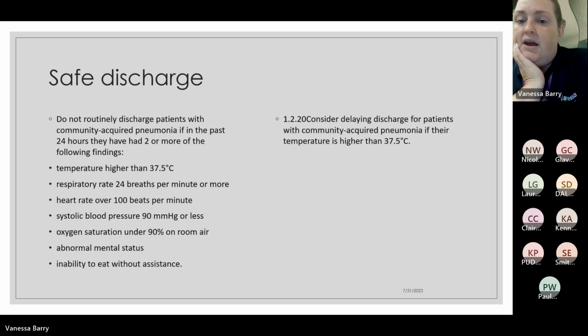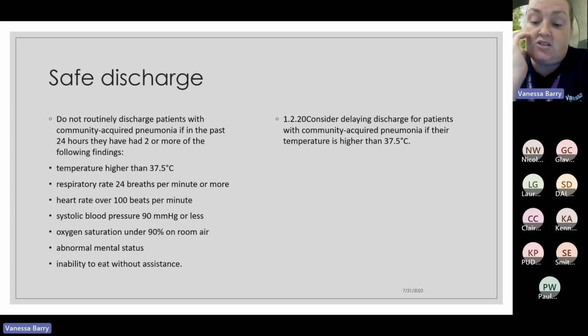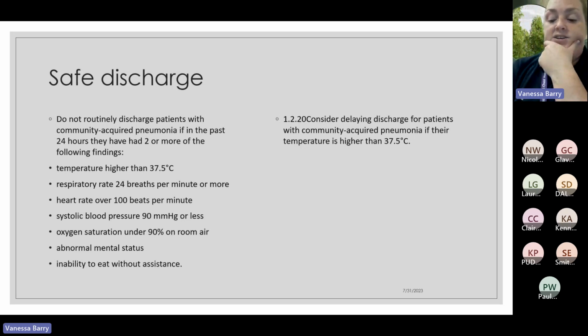equalize. And specifically, the British Thoracic Society say, consider delaying the discharge for patients with community-acquired pneumonia if their temperature is higher than 37.5. So specifically just on that one. Even though they said 2 or more of the following findings, they think that the temperature is one of the most important ones. And if it's been raised once or twice within that last 24 hours, to delay that discharge.